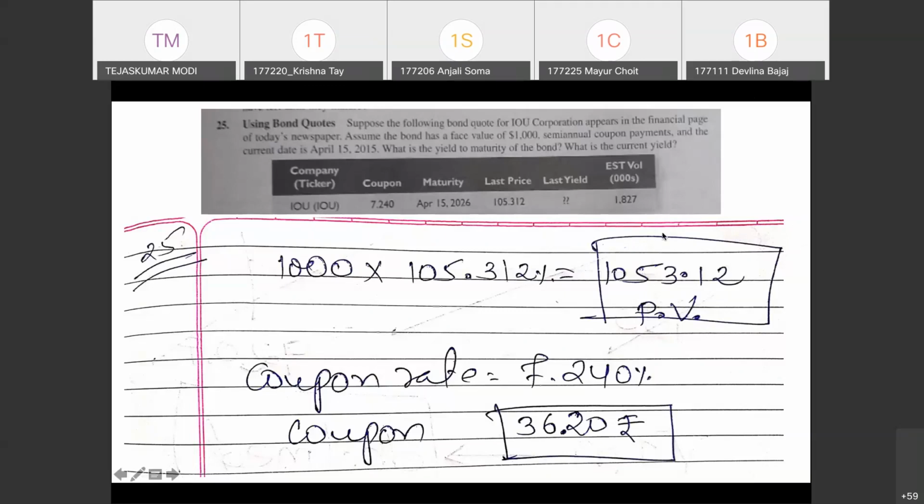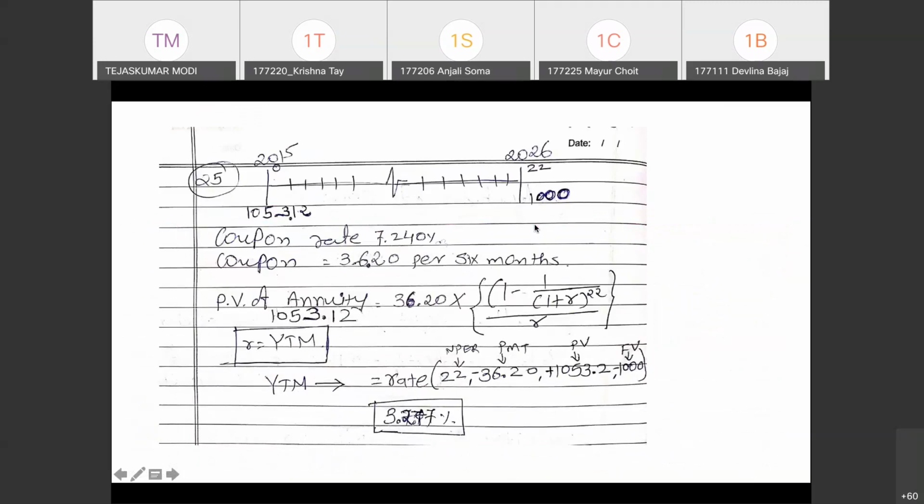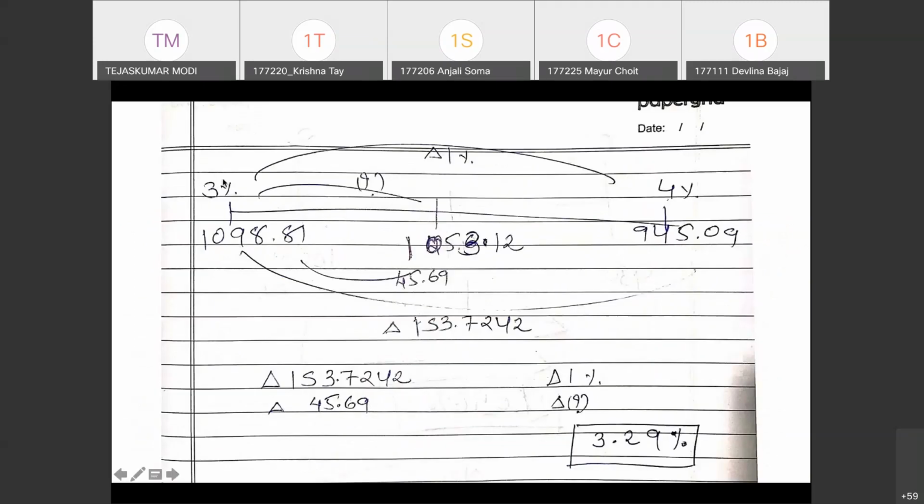And I think someone was saying any two numbers. Yes, you can select any two numbers. That is absolutely fine. You will get the same answer, right? So that is what I have done. I have used 3% and 4%, and I require 1053.12 as the present value, but I am getting 1098 at 3% and 944.5 at 4%. So that means that the discount rate must have been between 3% and 4%, right?